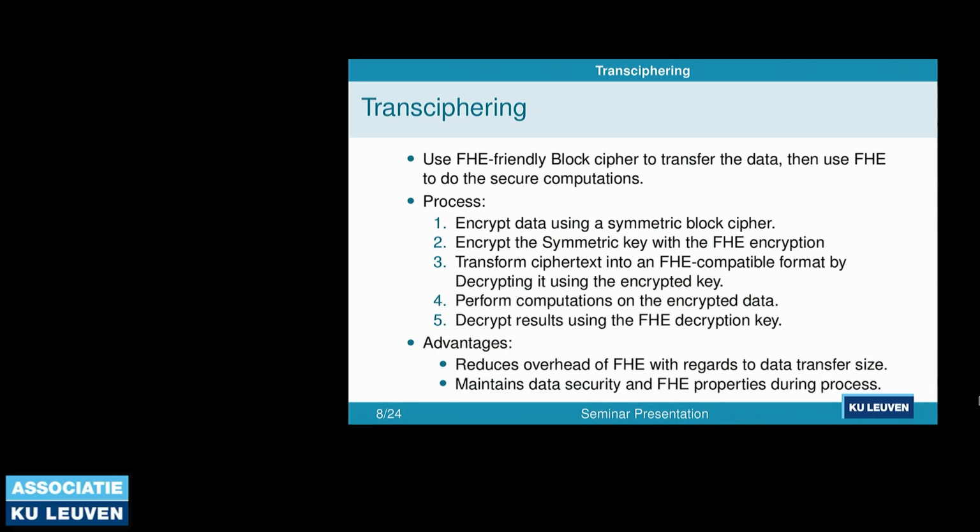So the advantage of this is the transfer size stays relatively small. It's just as big as the normal symmetric block cipher encryption, and it maintains the properties that we want from fully homomorphic encryption, so that we can do operations with the encrypted data at a site that's not owned by the people who own the original data, and so that nobody can look into what the original data is.